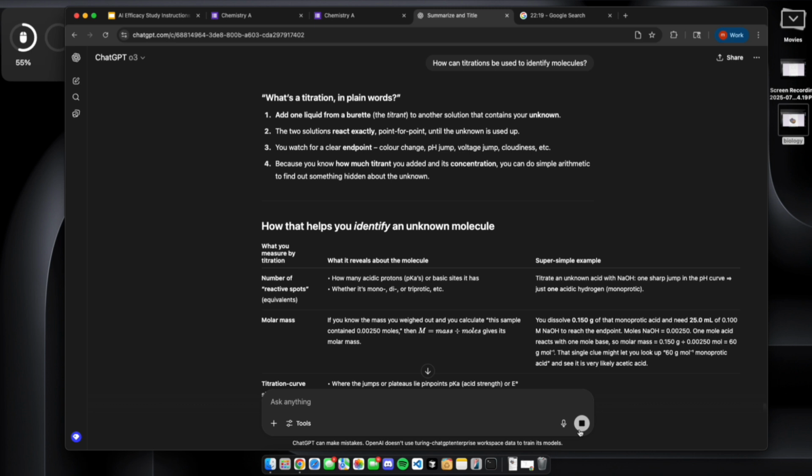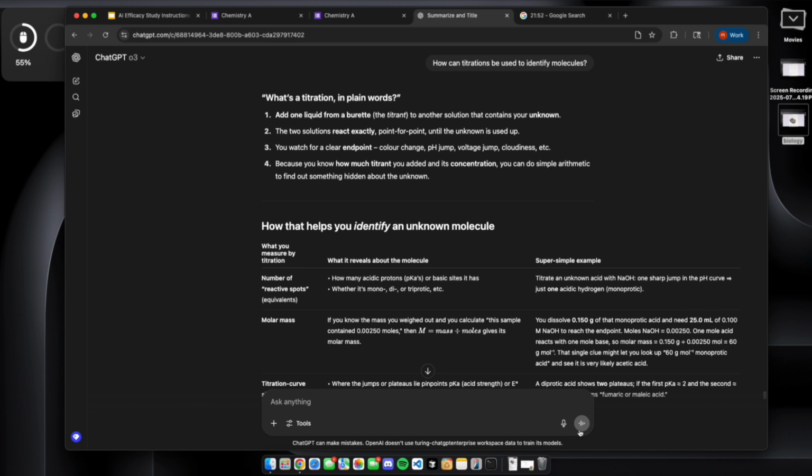What is a titration in plain words? Add one liquid from a burette, the titrant, to another solution that contains your unknown. The two solutions react exactly point for point until the unknown is used up. You watch for a clear endpoint: color change, pH jump, voltage jump, cloudiness, etc. Because you know how much titrant you added and its concentration, you can do simple arithmetic to find out something hidden about the unknown.